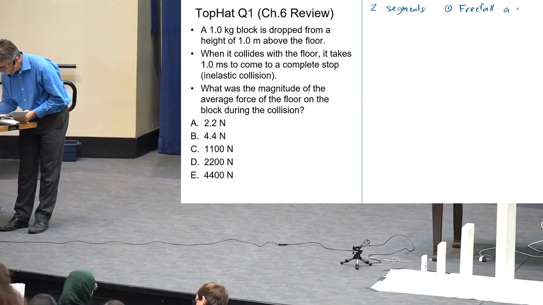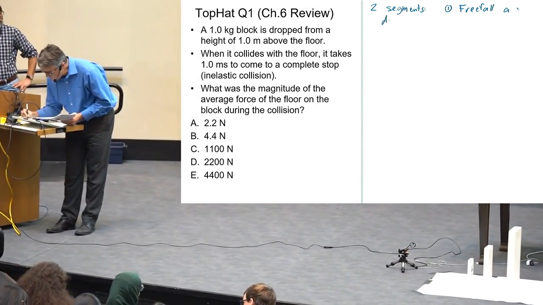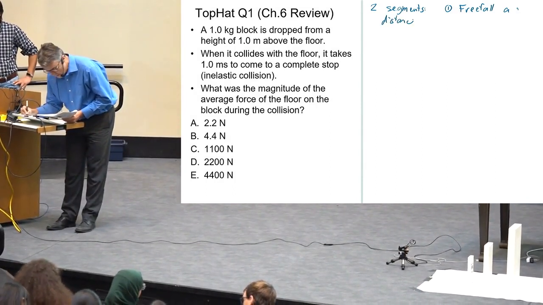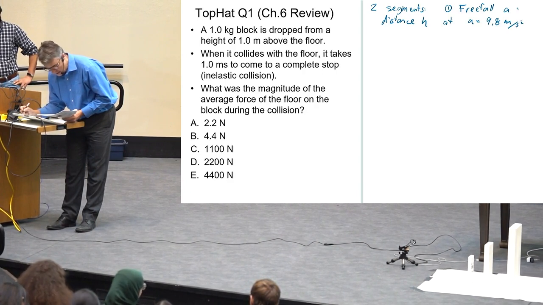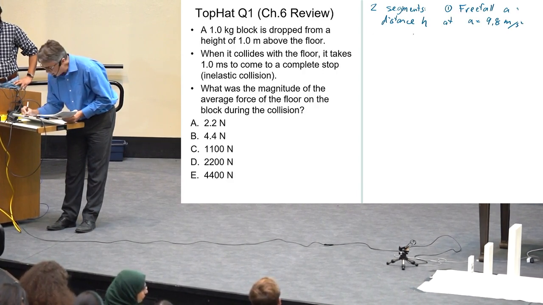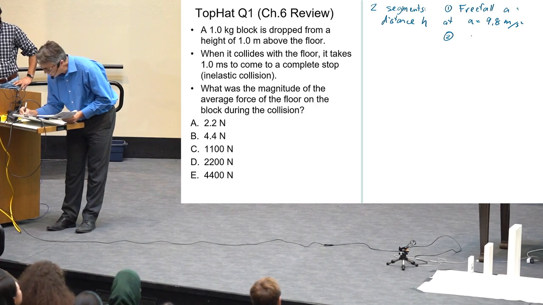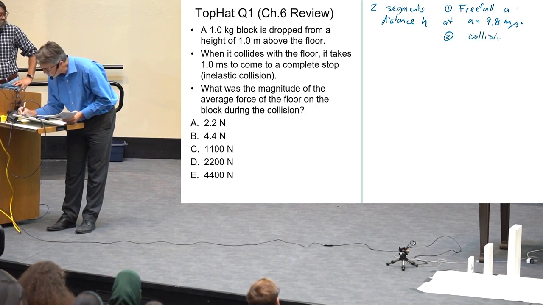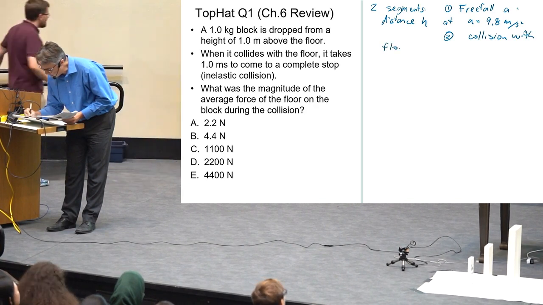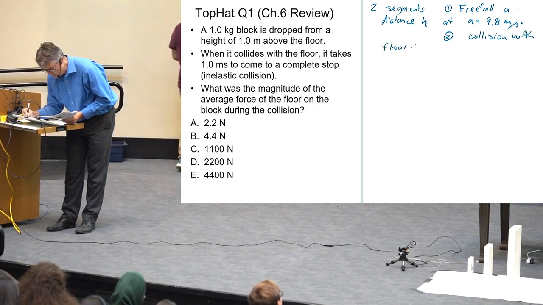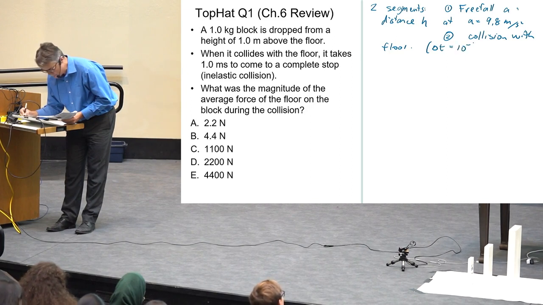So free fall, a distance of h, the acceleration is 9.8 meters per second squared. So I would treat that as a kinematics thing. And then segment 2 is the collision with the floor. And that's a chapter 6 thing. I guess you could do that as a kinematics issue as well, but it's maybe a little faster to do it the chapter 6 way.